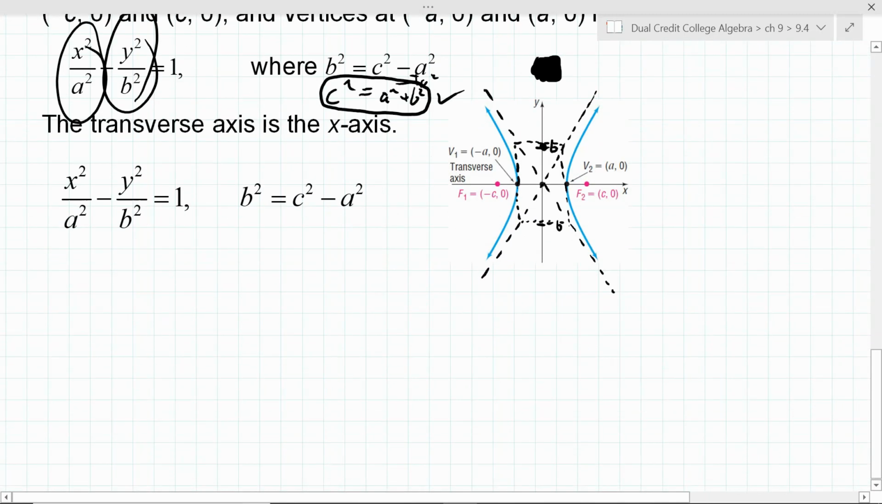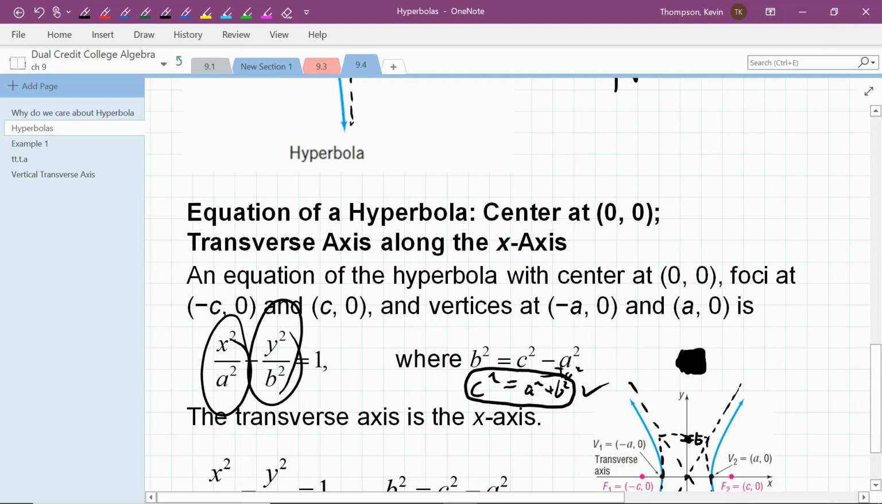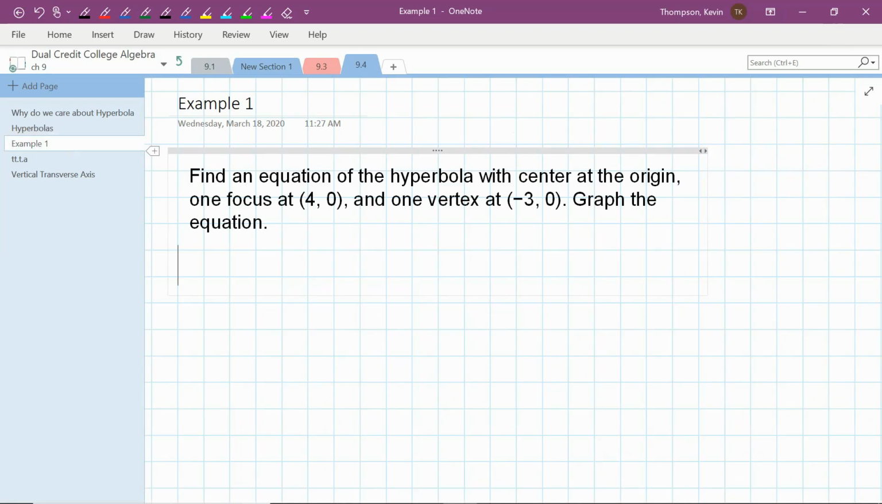Let's look at an example, and we will go from there. So here's the first example. Find the equation of the hyperbola with center at the origin, one focus at (4, 0), one vertex at (-3, 0). Graph the equation. So I would always like to start these by drawing. So draw this with me.